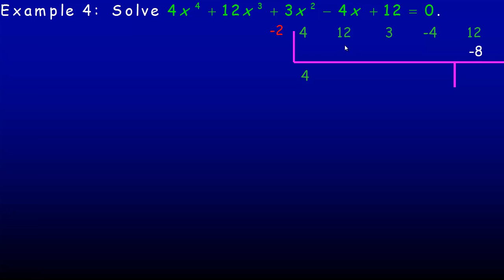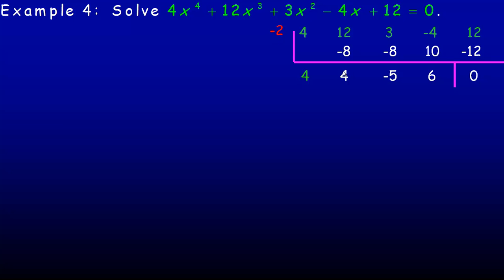Negative 2 times 4 is negative 8, and add it to the 12. You get positive 4. 4 times negative 2 is negative 8. 3 and negative 8 add to negative 5, and negative 5 times negative 2 is positive 10 here. Negative 4 and 10 is 6, and 6 times negative 2 is negative 12. Those are opposites, so they add to 0. And so nicely we get a remainder of 0. So x plus 2 certainly is a factor.